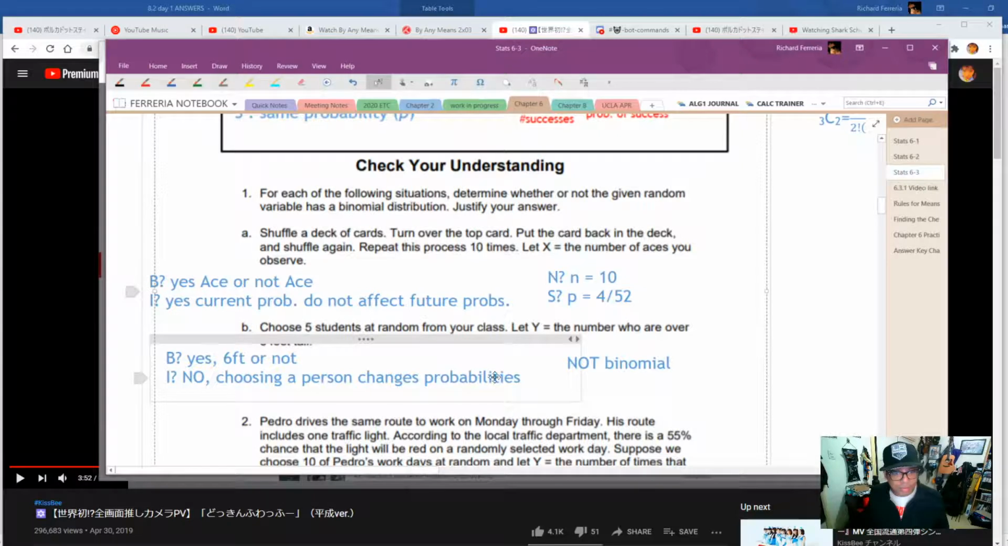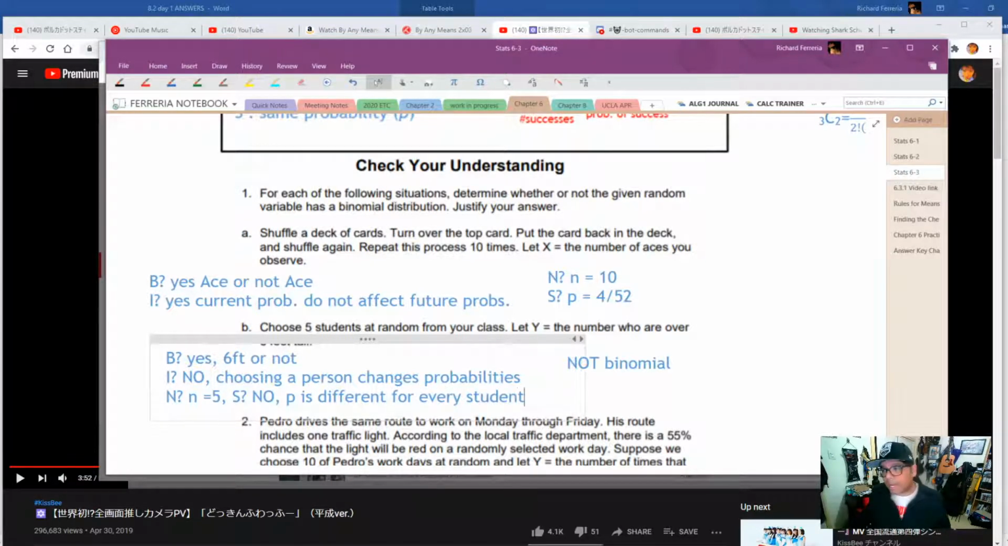This kind of goes hand in hand also with S. So let's just go through the rest of this. Is this a set number of trials? Yeah, we're doing this 5 times, but is it the same probabilities? And no. The probability is different for every student, depending on how many students are picked. So this is not a binomial situation, okay?